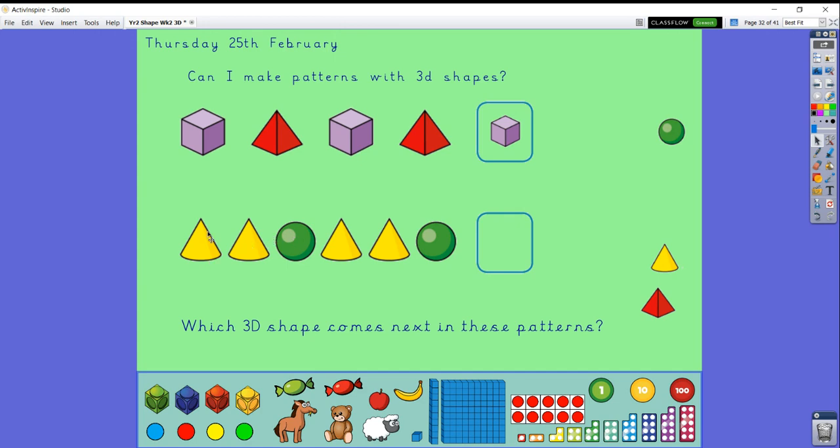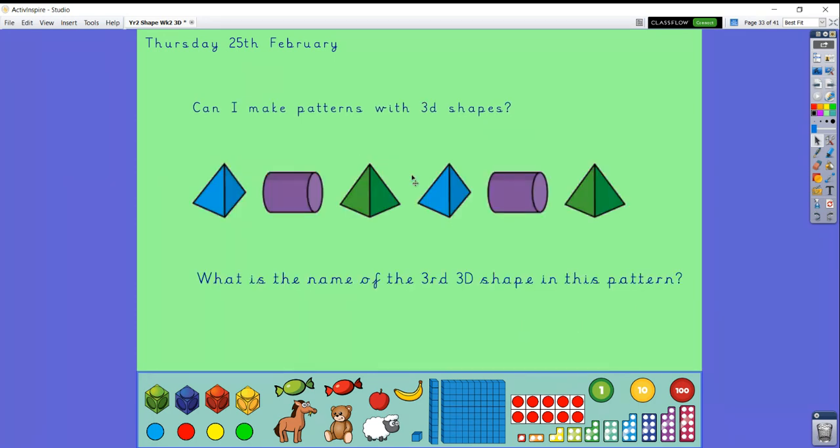Let's make this one. This shape is a cone. Well done. And this shape is a sphere. They do look like circles, but this little shaded bit suggests to us it's 3D and it's a sphere. So let's say the pattern with me. Cone, cone, sphere. Cone, cone, sphere. Cone. Brilliant. What other pattern things can we do?